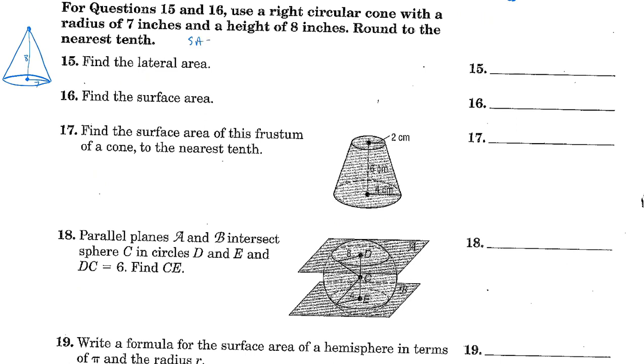So the total surface area is 1 base plus the lateral area, or 1 base plus 1/2 circumference times the slant height. So the lateral area here is the 1/2 circumference times slant height, or 1/2 2 pi r times slant height, or pi r l is a shorthand way to say it. We don't have the slant height, so super common is we need to find the slant height here using the Pythagorean Theorem between the height and the radius.